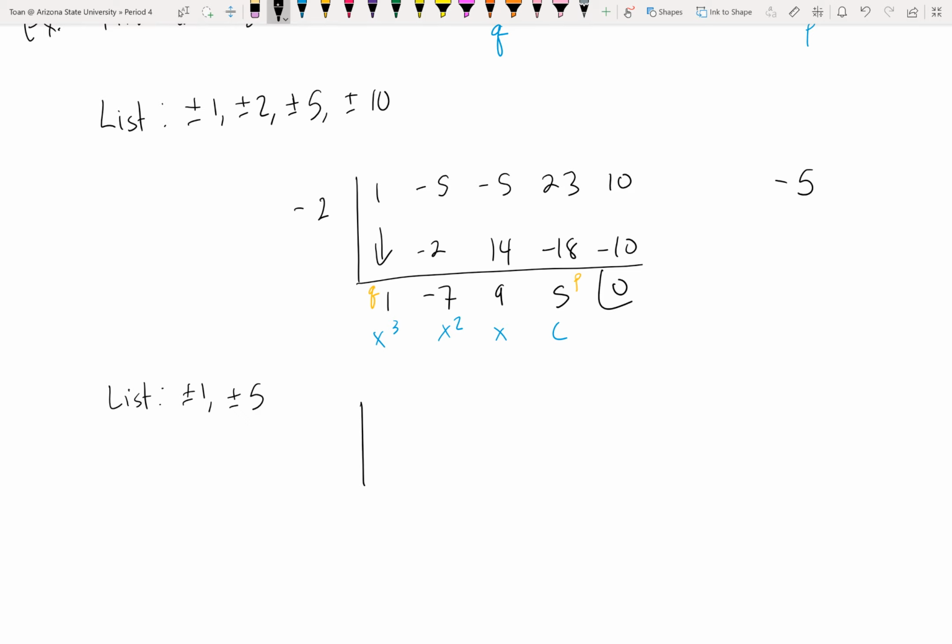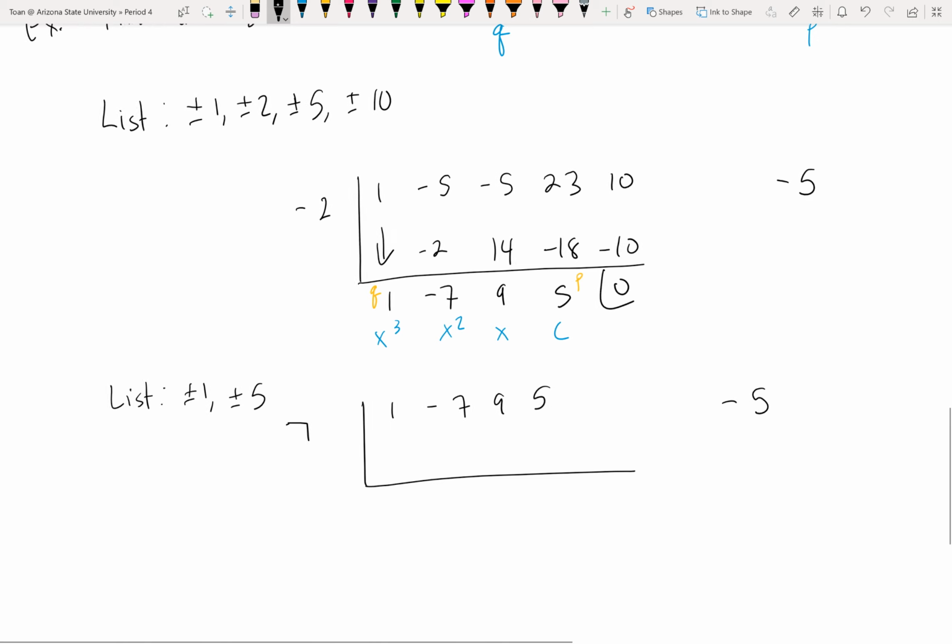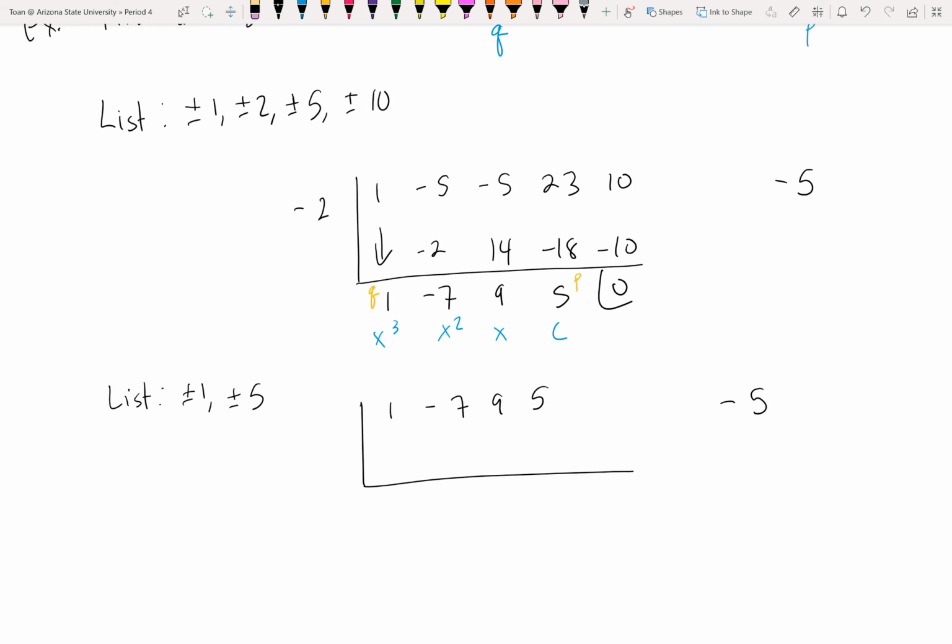So when I do synthetic division a second time, 1, -7, 9, 5, I know I do not have to guess -5 because we've already ruled them out. So guess another number from this list. 1 I heard. So you guys guessed 1, 1, 1, -6, -6, 3. So that's not going to work. So 1 doesn't work. -5 we've already ruled out.